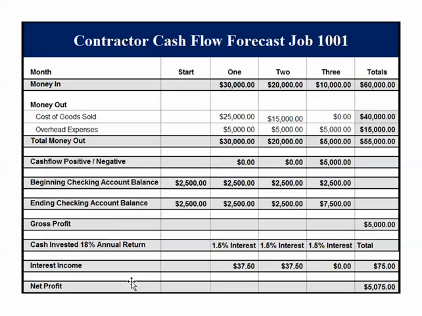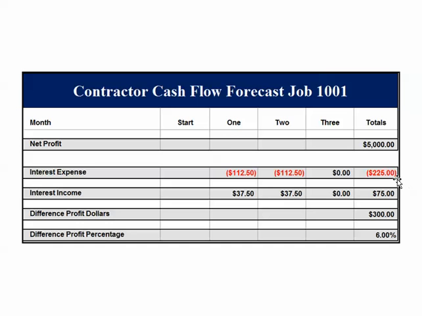Now, in this case, I'm saying that I get at least 18% return on my money, and you can do that. I don't care what it tells you. I did all the time. So the interest income, that $2,500 that was in my checking account, was $37.50 for 2 months in a row. I didn't show it here because I didn't show it in the cash balance sheet. So in this case, that job had $5,075 in net profit. Not a big difference, but let's look at it this way. By financing with my credit card, $225 in the hole, as opposed to interest income, $75. The difference is $300. And here's the big one right there. 6% profit percentage difference.